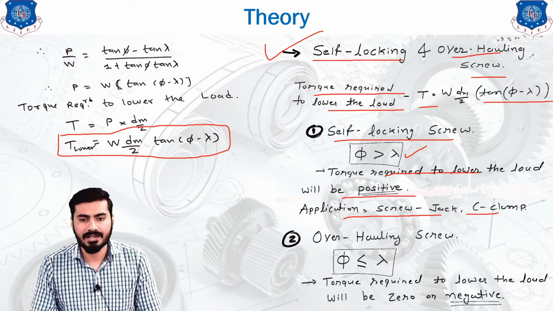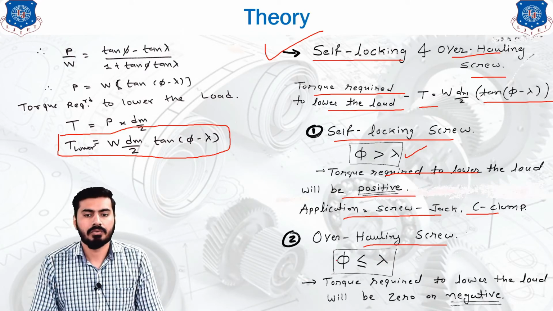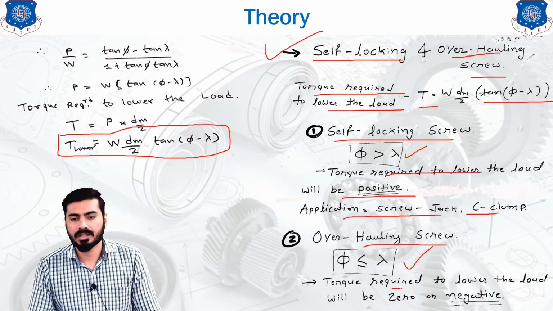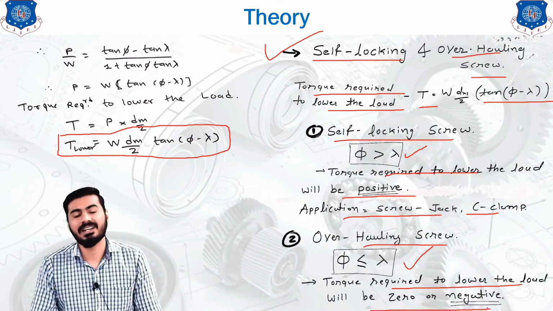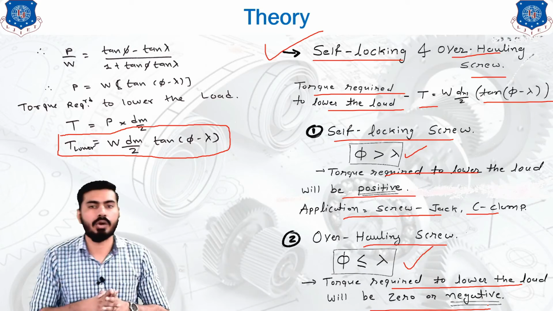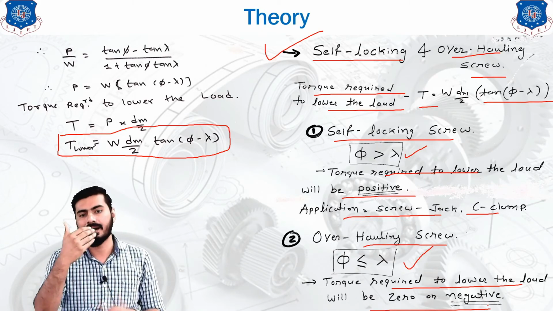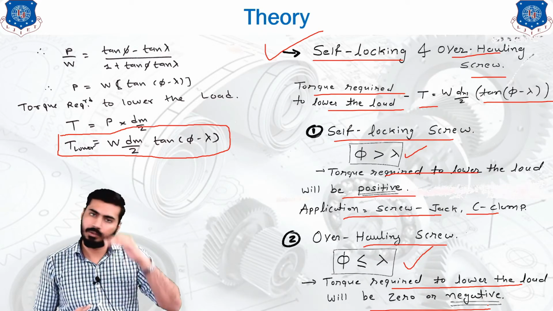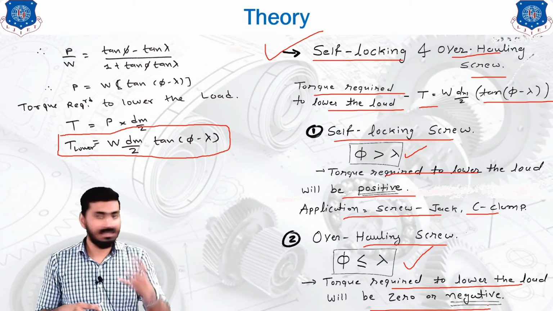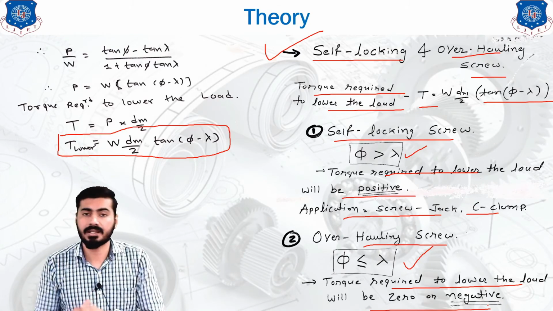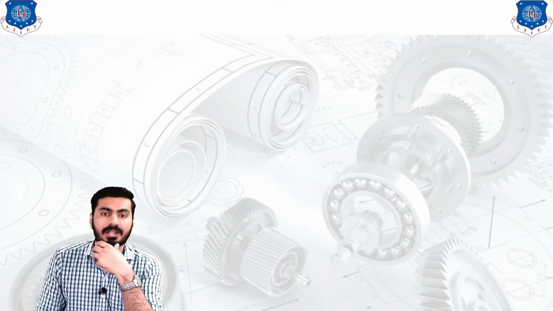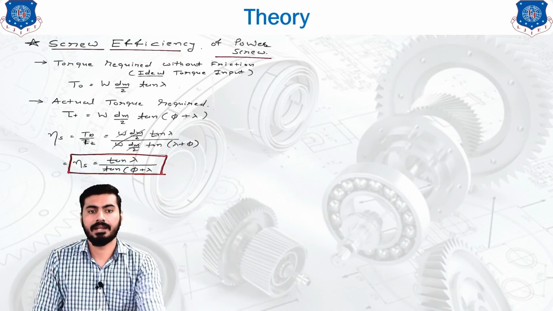So that condition is known as a self-locking condition. Now the overhauling condition is phi less than or equal to lambda. Whenever this condition is applied, the torque required to lower the load will be negative, and negative torque indicates that you do not need to apply any torque. The screw itself will rotate and the load will be lowered down automatically. You don't have to apply any forces, and this type of application is also very popular in the industrial zone, where the effort is reduced for the workers.